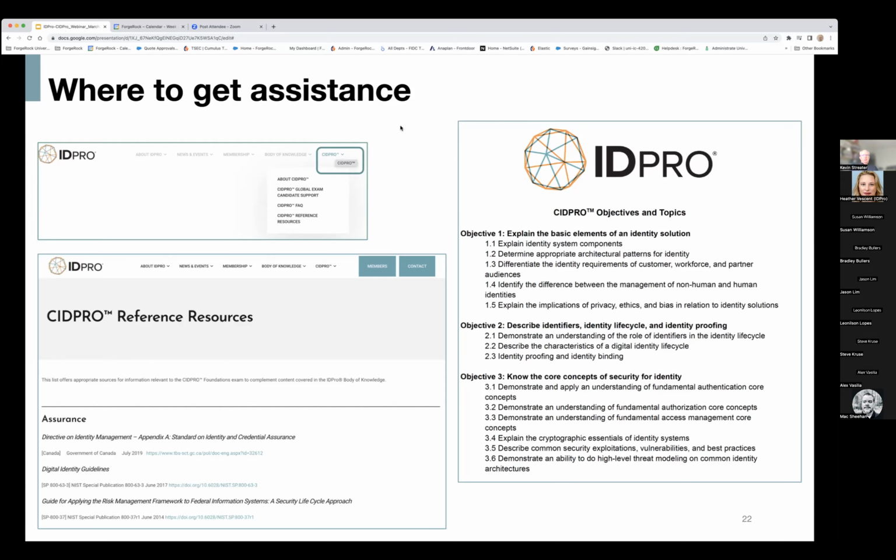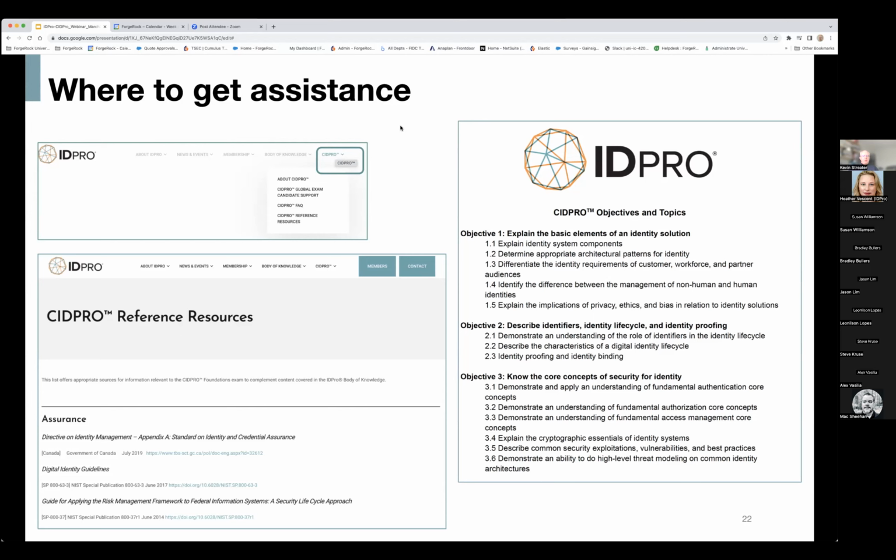The second thing I just want to reference is the reference resources. So on the bottom left, we've got a document that tells you all the other supporting documents that you should be aware of or had a read of. Some of these are really critical. The NIST special publication on digital identity guidelines, really fundamental to the whole identity domain. Absolutely really important to take a look through these guides. We have used them heavily in developing the exam alongside the body of knowledge.